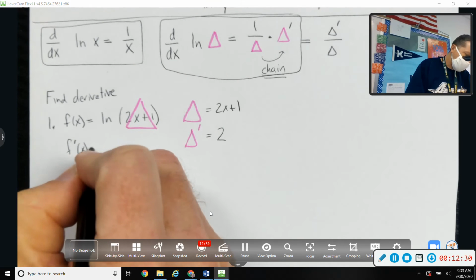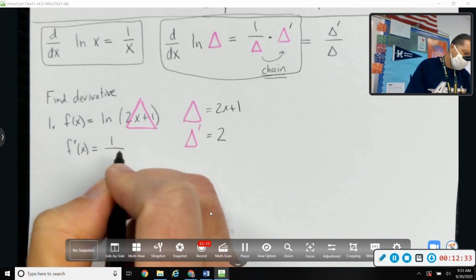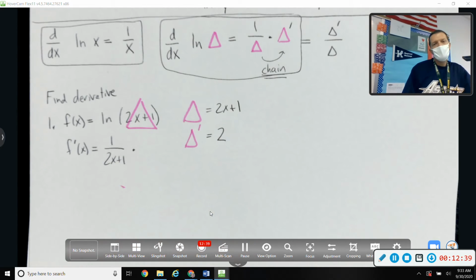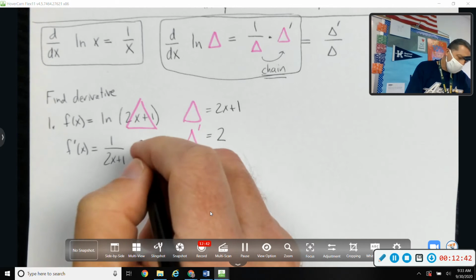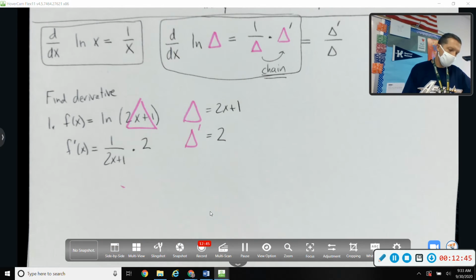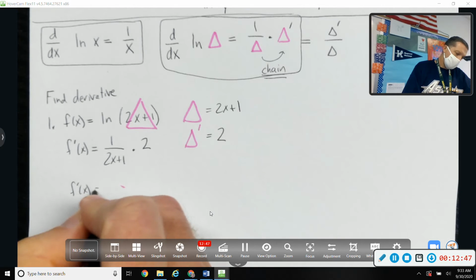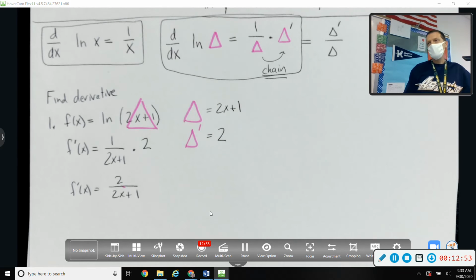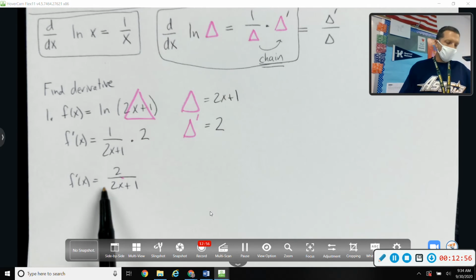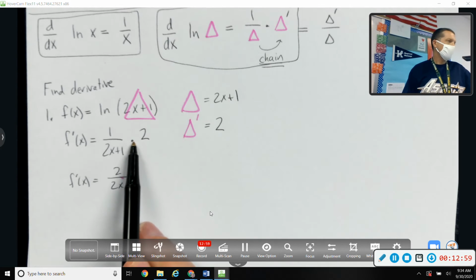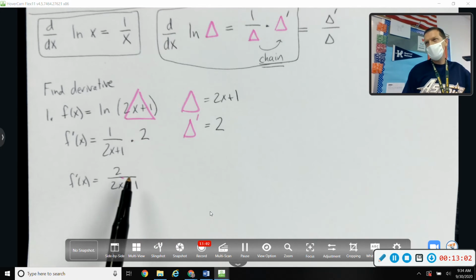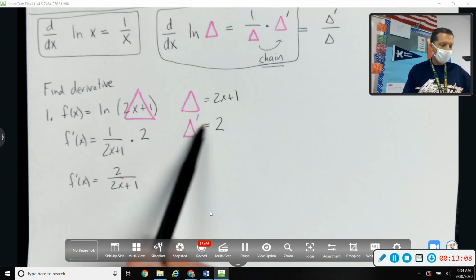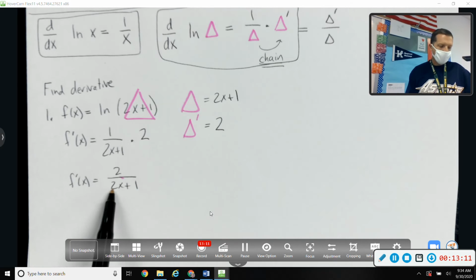So the derivative of f is 1 over the pink triangle, 2x plus 1, chain rule times the derivative of the pink triangle, which is 2. And we'd probably write that as 2 over 2x plus 1. One over the argument times the derivative of the argument. After you do 3, 4, 5 of these, you're going to be jumping straight to here. You're not going to be writing anything out like this, but I wanted you to see where the pieces came from. Argument goes in the bottom, derivative goes in the top.